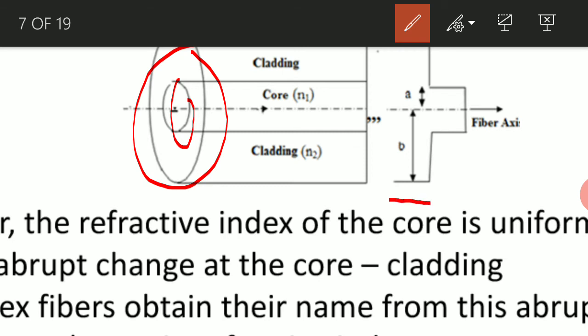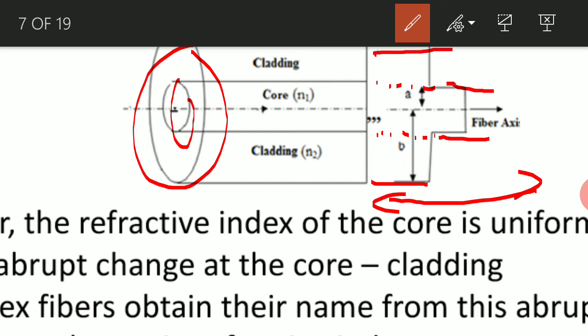Here on the right hand side, this is what we generally call the refractive index profile. This dotted line corresponds to the core dimension, and this corresponds to the cladding dimension. Now what we observe is, there is a step change in the refractive index as we move from core to cladding or cladding to core.